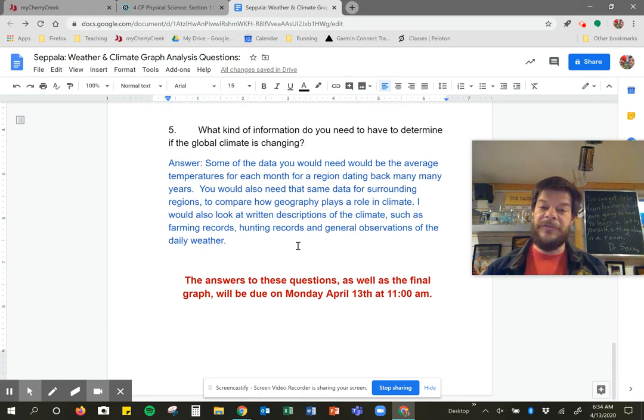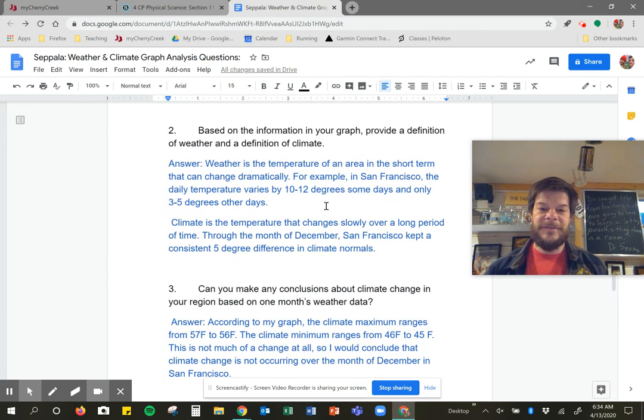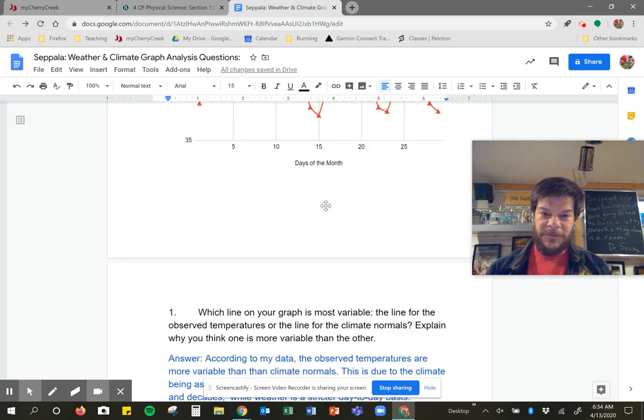I would also look at written descriptions of the climate. I would want to know what the farming records were, how the hunting season was, general observations of the daily weather. I think that would also be very important to determine if the global climate is changing. So again, these aren't exact answers, but this is the kind of stuff that I am looking for. I'm looking for details from your data, and I'm looking for complete answers that really fill everything out. This was worth 15 points.